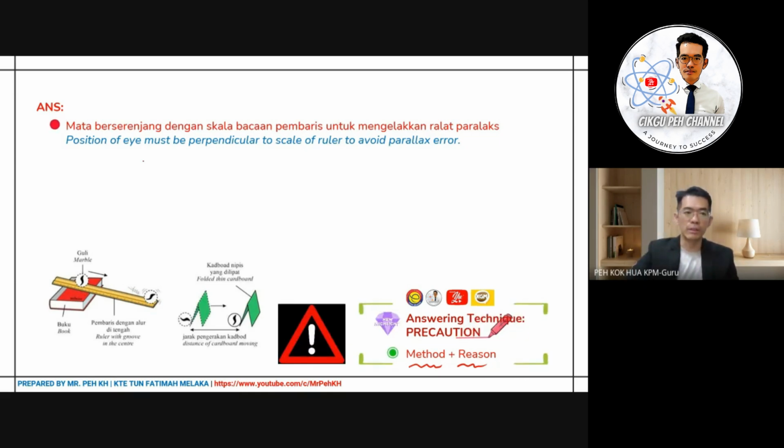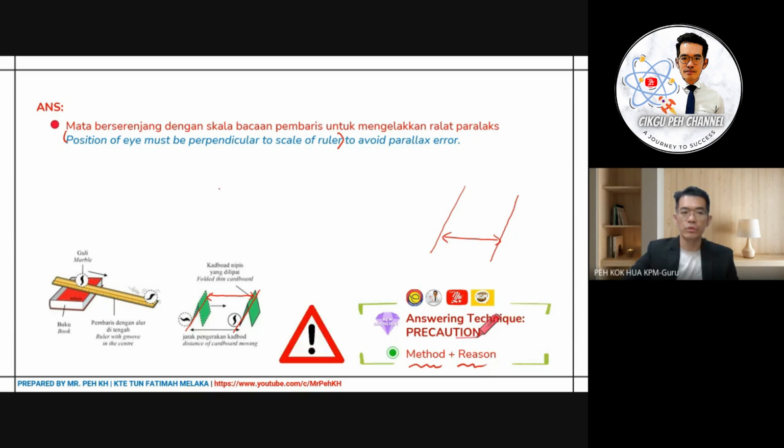So you can see here the method will be: position of the eyes must be perpendicular to the scale of the ruler. This is the measurement for the distance we measure from the starting point of the cardboard to the end point when the cardboard is hit by the marble. So this will be the end point, and this will be the starting point. When you measure with the ruler, make sure your eyes are perpendicular to the scale of the ruler. The reason is to avoid parallax error. For one answer, please understand that it will be method plus reason.